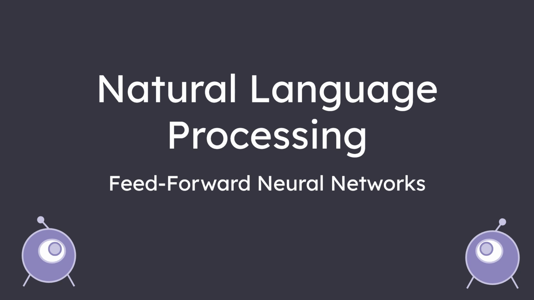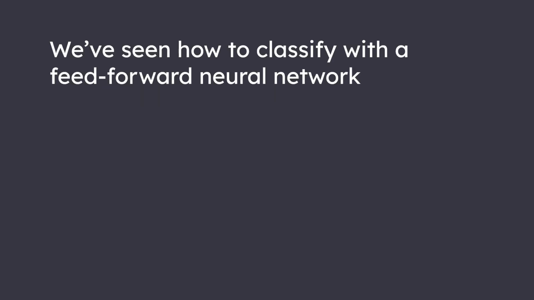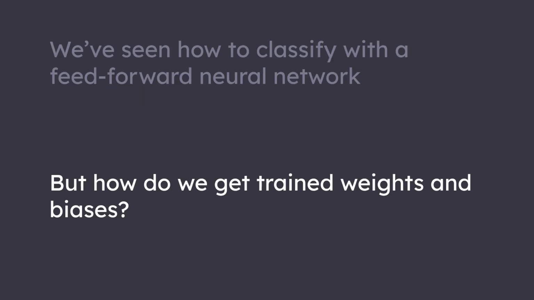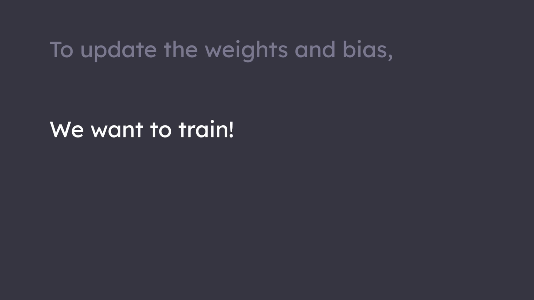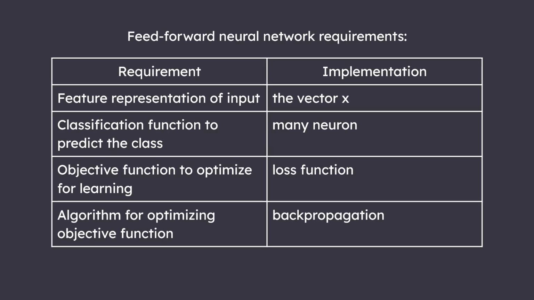In this video, we will go over how to train a feed-forward neural network. We've seen how to classify with a feed-forward neural network, but how do we get trained weights and biases? To update the weights and bias, we want to train the neural network. To train a feed-forward neural network, there are a few requirements we have to meet.